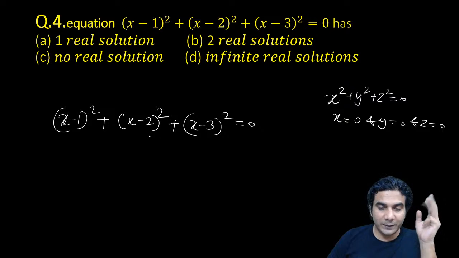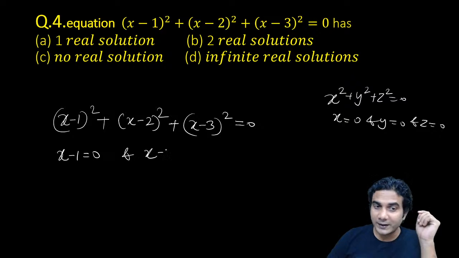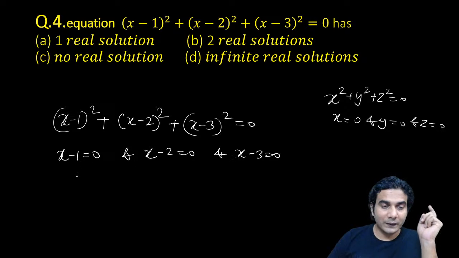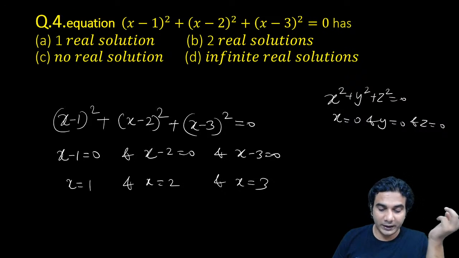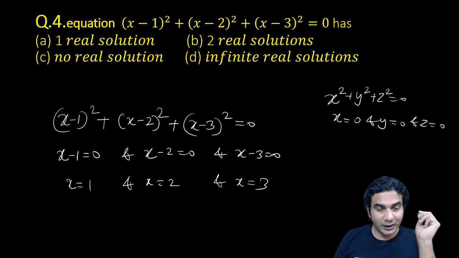So the sum of three perfect squares is given as 0, so this will be 0 only if x minus 1 is equal to 0 and x minus 2 is equal to 0 and x minus 3 is equal to 0, right? So it's a contradiction. From the first we are getting x is equal to 1, from the second we are getting x is equal to 2, and from the third we are getting x is equal to 3. That means x cannot be simultaneously 1 and 2 and 3, right?